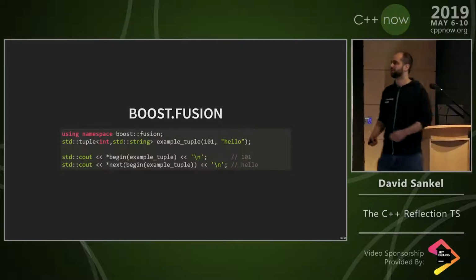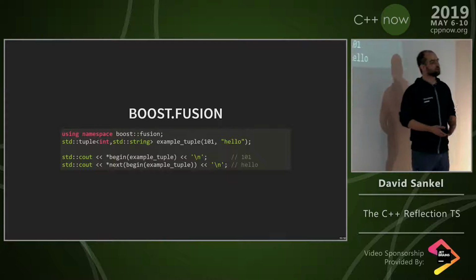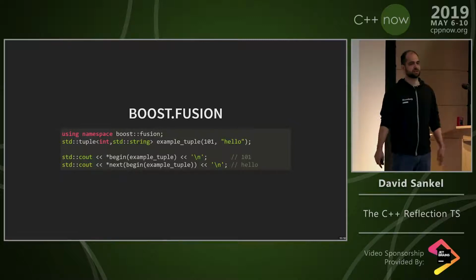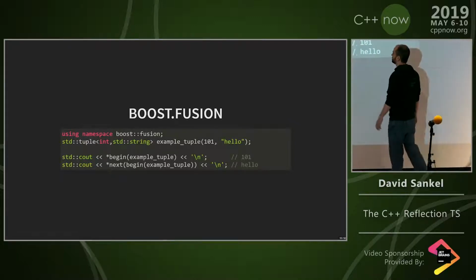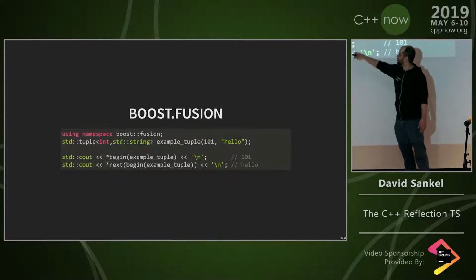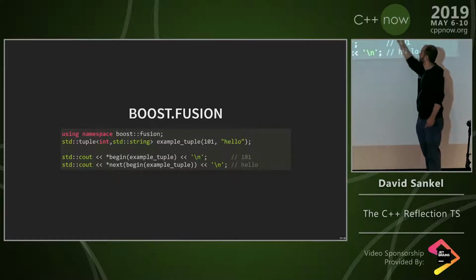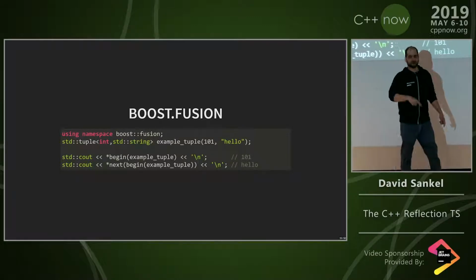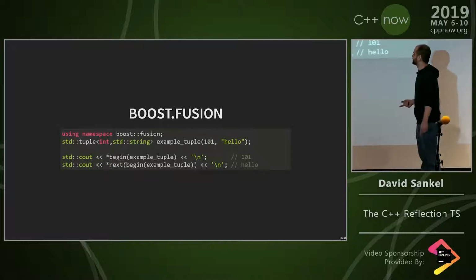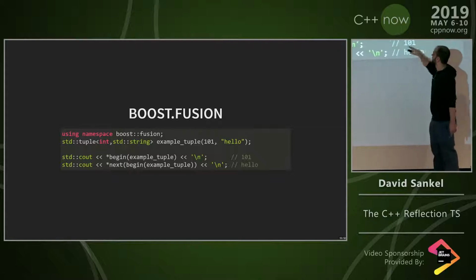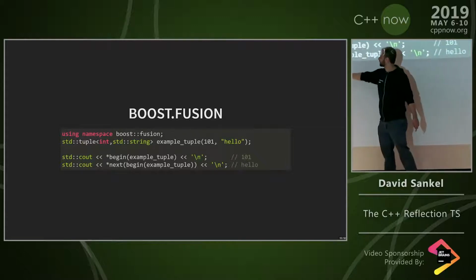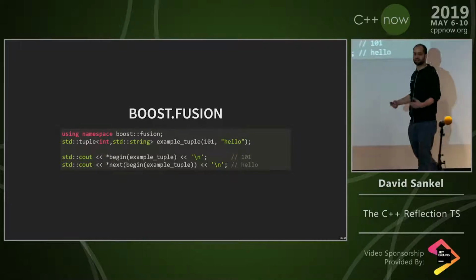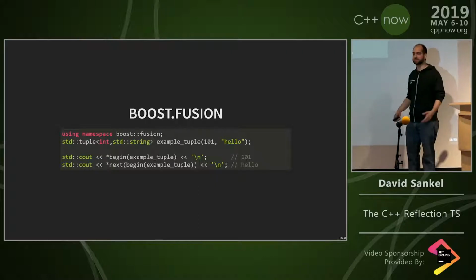So Boost Fusion. This library is super cool. Fusion is in the sense of fusing types and values together, and you can do interesting things at compile time with these types and values. One example here is you have a standard tuple with int and string, and you create it with a couple of values. Then with Boost Fusion, you can call begin on that tuple, and what you get is a compile time iterator into the tuple. We dereference that, and it outputs 101, the first element. And similarly over here, the compile time iterator, you call begin on this thing, and you call next on that, and then you get the second element of that tuple. You can do interesting things at compile time with this kind of functionality.